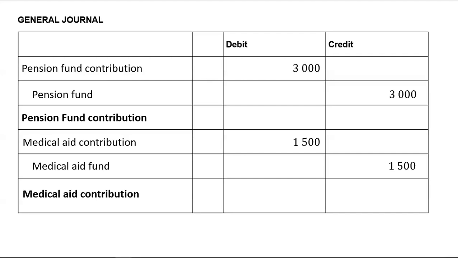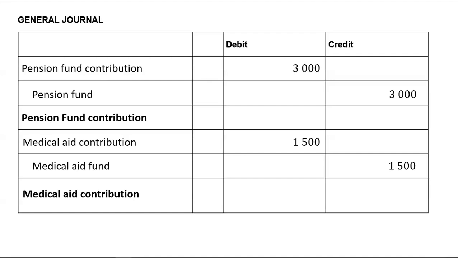Now, the total cost to company will be how much? It will be that 25,000 rand plus 3,000 rand plus 1,500. So in total, Mr. Nguni will be paid 29,500 rand. 1,500 of it is for our medical aid contribution. 3,000 of it is for pension fund contribution. The other 25,000 is what we pay him.